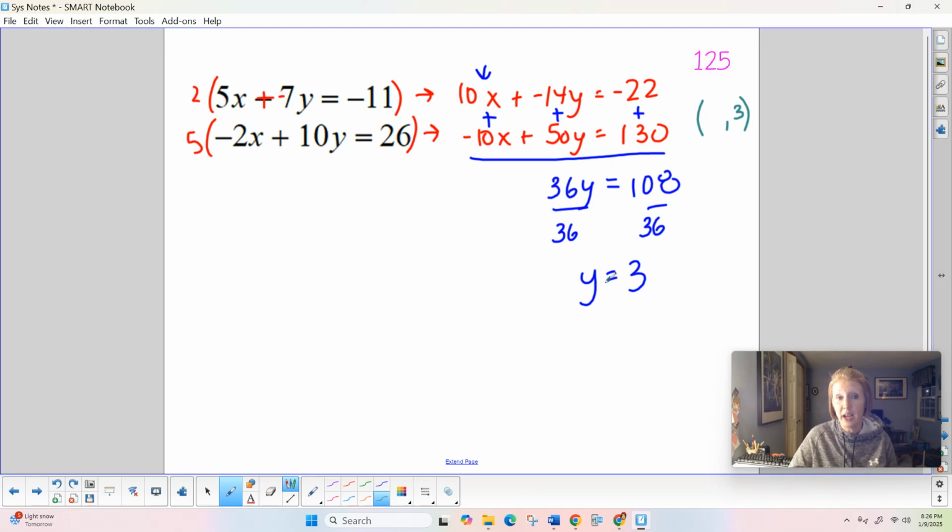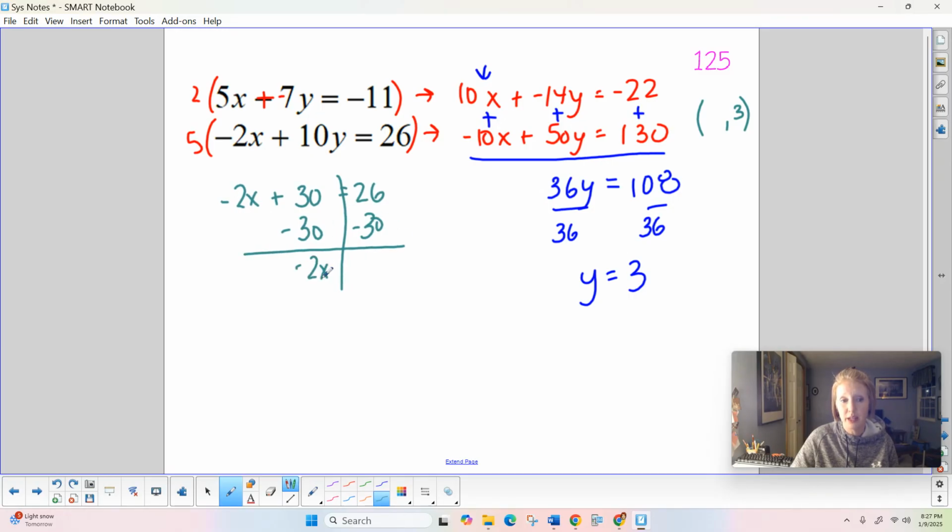And I'm going to take that y, and I'm going to go back to one of these original problems here. Whatever one you think looks easiest to you. I'm going to go to the bottom one. So I'm going to keep that negative 2x plus 10 times 3 is 30. So 30 right away on that equals 26. And now whenever I go through to balance this guy, it's a quick balancing problem. Start with subtracting that 30 from both sides. So I have that negative 2x equals negative 4. And then look at that. Divide both sides by negative 2. And then we get x equals a positive 2 for that answer.